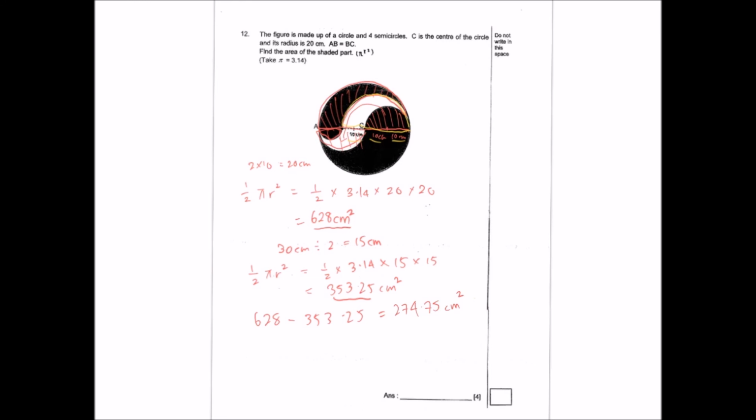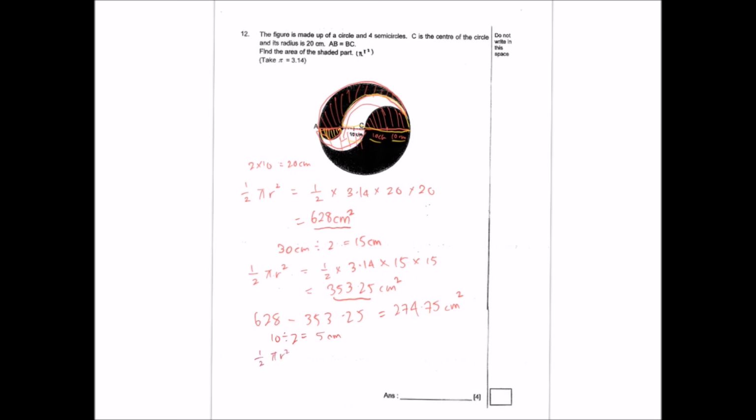Alright, so we are just left with this small tiny semicircle to find out. The diameter of this small tiny semicircle is actually 10 centimeters. So again, we need to divide it by 2, because the diameter is not used to find the area, it is used to find the circumference. So the radius of the tiny semicircle is 5 cm. Okay, so again we apply the formula.